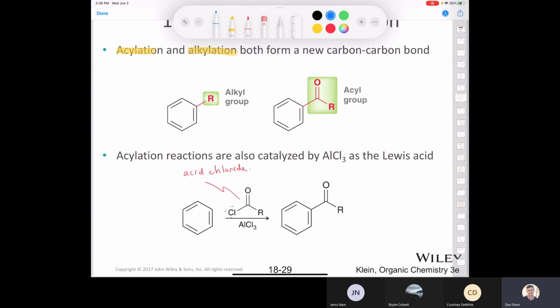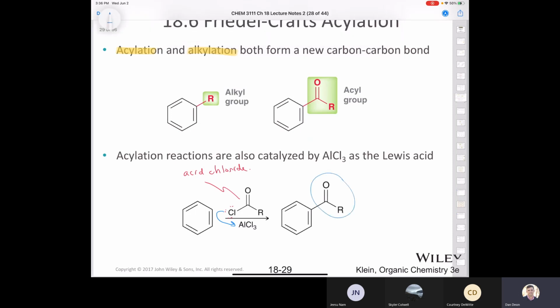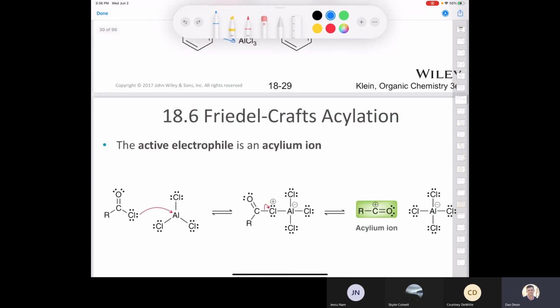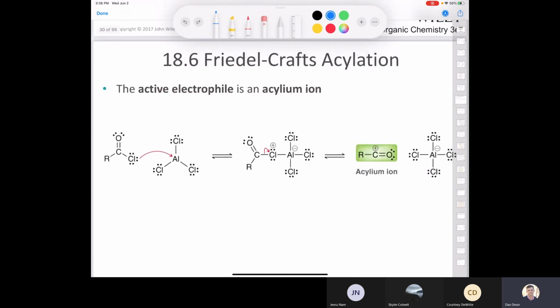the lone pairs on the chlorine can dump electron density into the aluminum. Well, what's that going to look like? What will that electrophile look like that's going to allow this acylation reaction to occur? Let's take a look. So we end up producing an electrophile that we call an acylium ion, and you need to know what an acylium ion is. So first curved arrow, we dump the electron density in there, and then we break this bond, then we end up with this acylium ion.